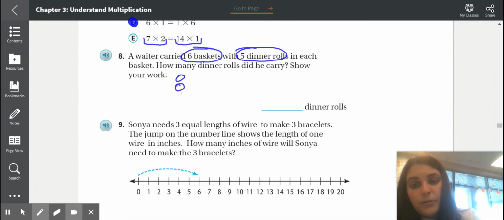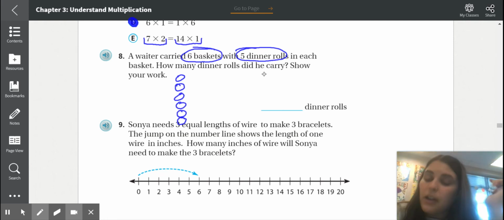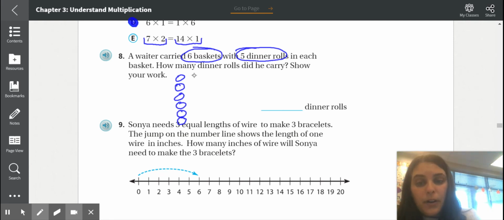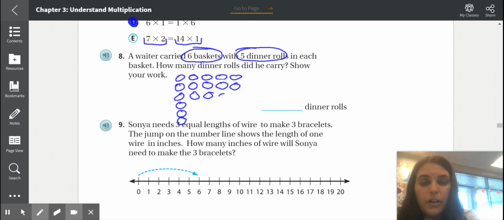1, 2, 3, 4, 5. I'm gonna have to squeeze this last one in, 6. Okay, and then there should be 5 in each. So that's 1, 2, 3, 4, 5 in each row, six rows.